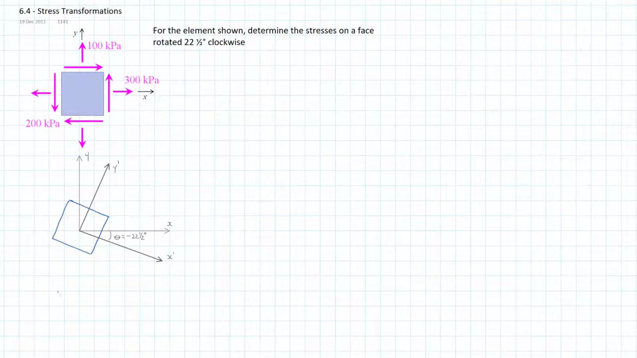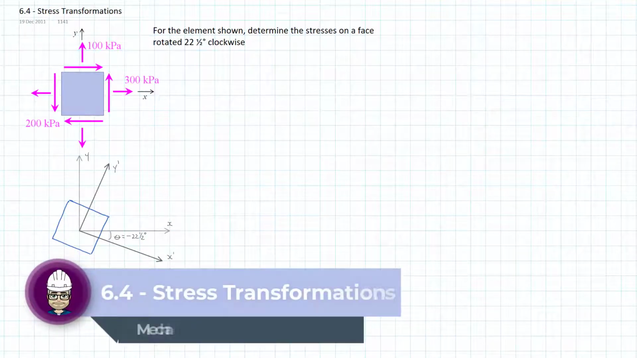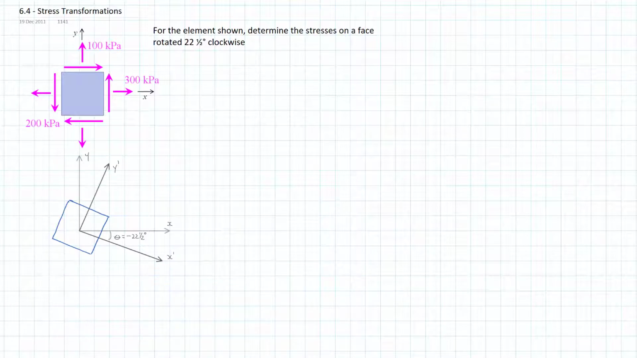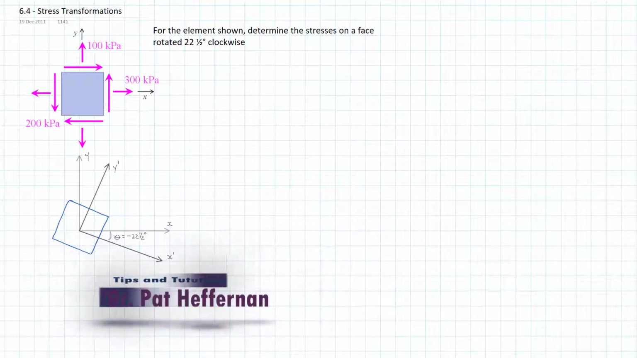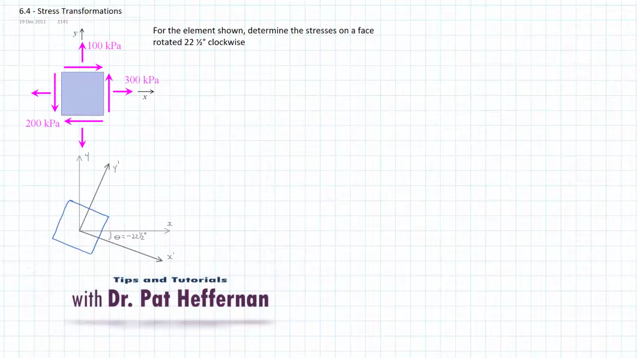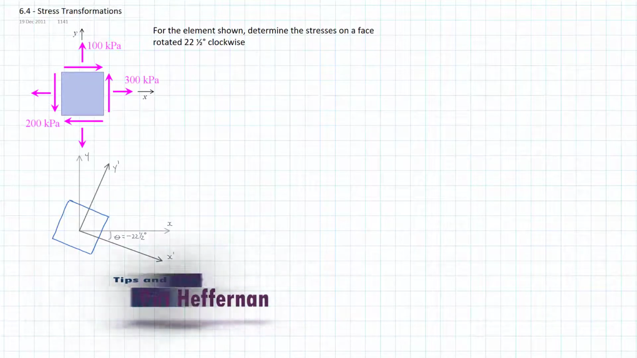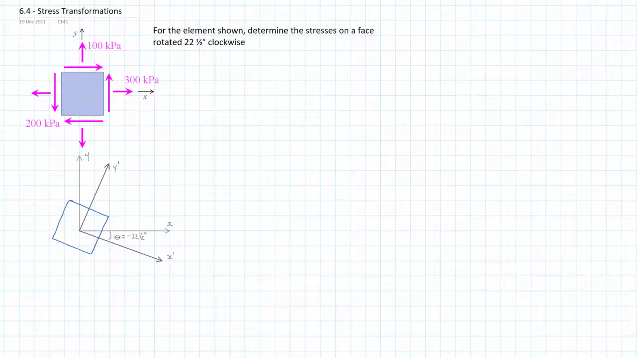Today we're going to be looking at the concept of stress transformations. We've been looking at this in class, and it is the first step towards calculating what we call principal stresses, which are very important to us when it comes to material failure. In this case, the problem gives a plane stress condition.